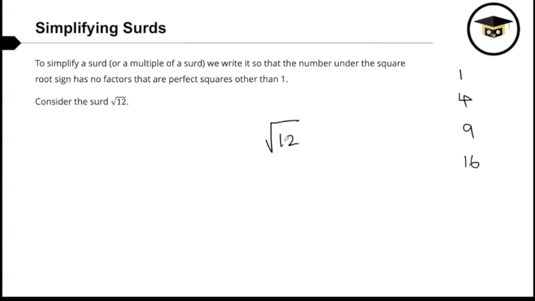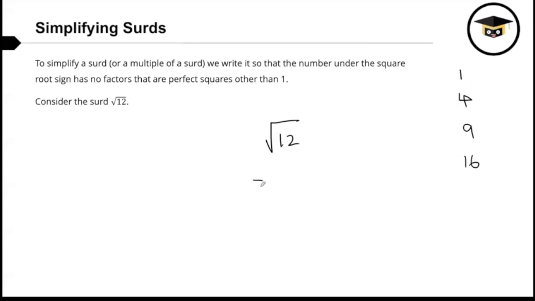So I look at 12 and I think, okay, which one of these is the biggest that is a factor that goes into 12? Now, I know that 4 is the biggest, right? 1 goes into it, but it's useless. 4 will go into 12. It's really nice. 9 doesn't go into 12, and 16, well, that's bigger than 12. So of course it doesn't go into 12. So 4 is our answer there.